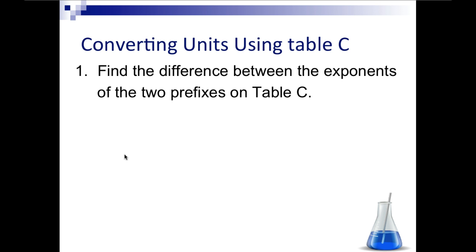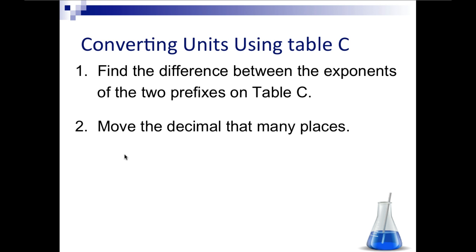Well, there's two basic steps. First is find the difference between the exponents of the two prefixes in Table C. So what's your difference between the exponents? You're just going to do a simple subtraction there. Second, move the decimal that many places. So if your difference is 2, then wherever your decimal place is in your number, you're going to move your decimal place just those 2 places.